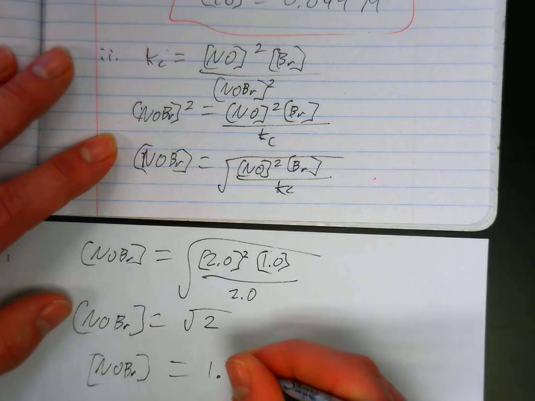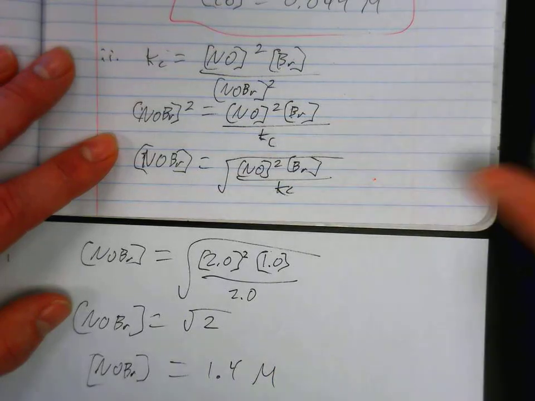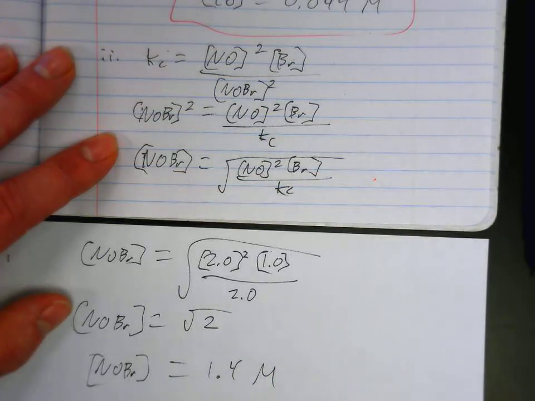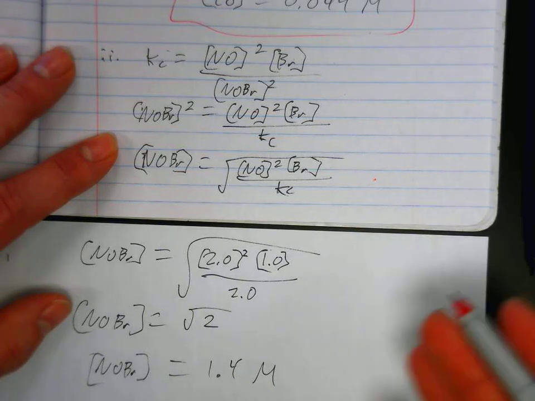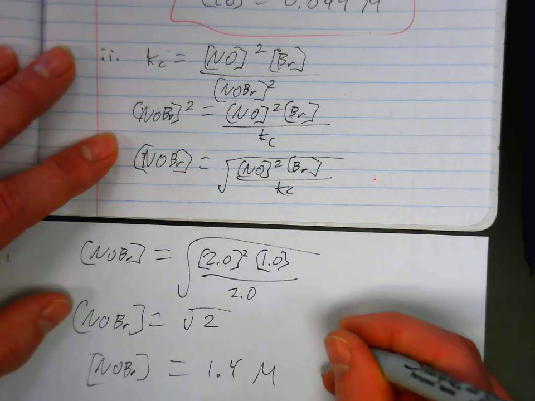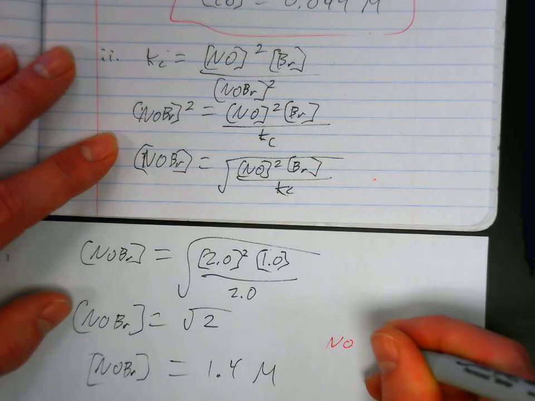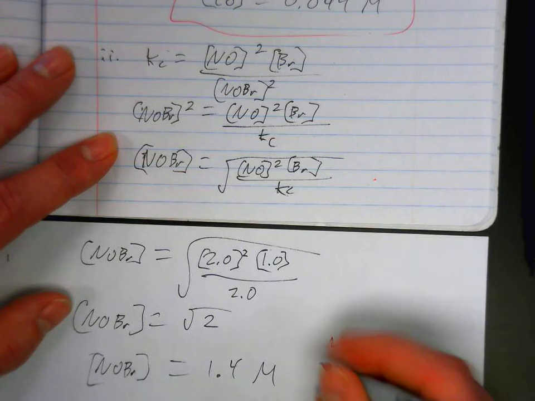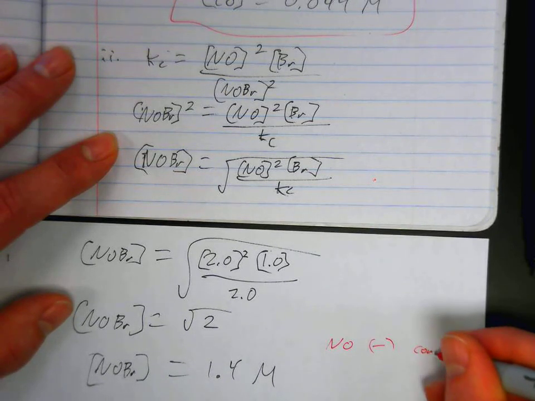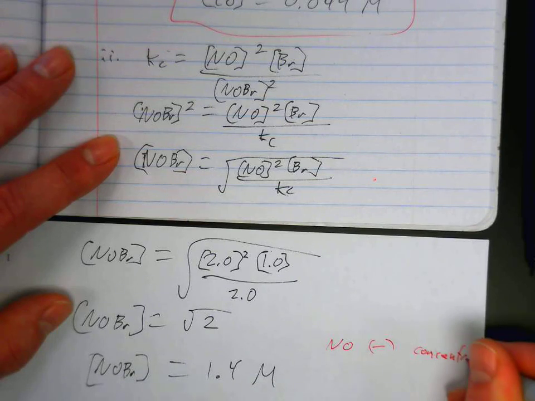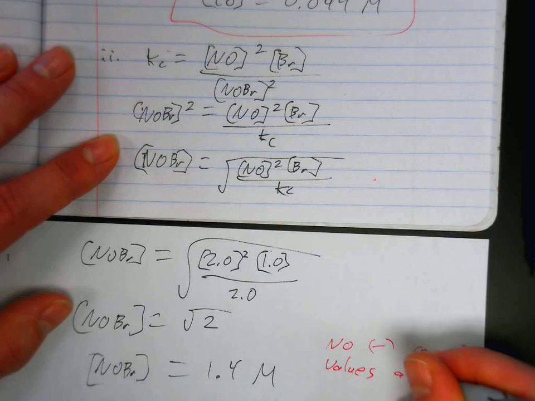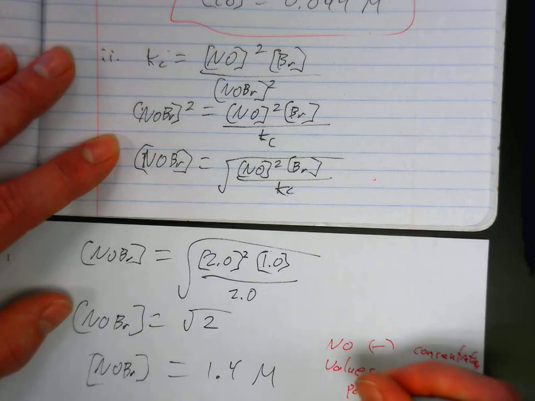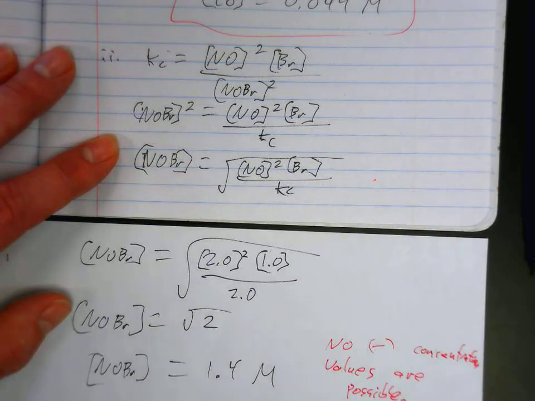Do we need to put plus or minus since we took the square root? Well, the negative is automatically thrown out. We don't include the negative, no negative concentration values are possible. So concentration is a positive value, so we can just throw out the negative solution to the root.